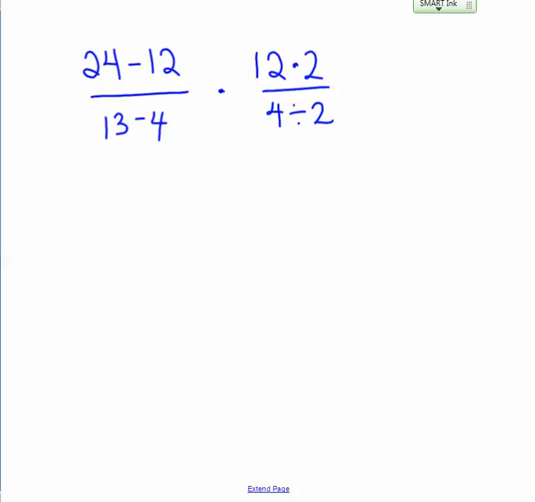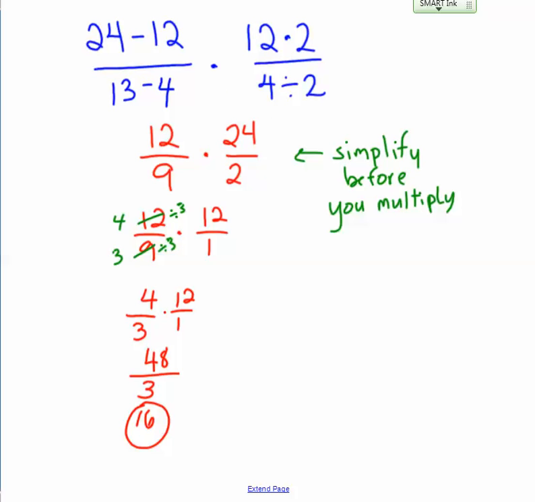We switch roles again, and now again we've got a multiplication problem of a fraction times a fraction. So we reviewed those skills a little bit after you tried it with your partner first. So this subtraction is 12, this subtraction is 9, so we have the fraction 12 ninths. 12 times 2 is 24, and 4 divided by 2 is 2. I would suggest you always simplify fractions before you multiply. So 24 halves is the same as 12 over 1. Divide them both by 2.